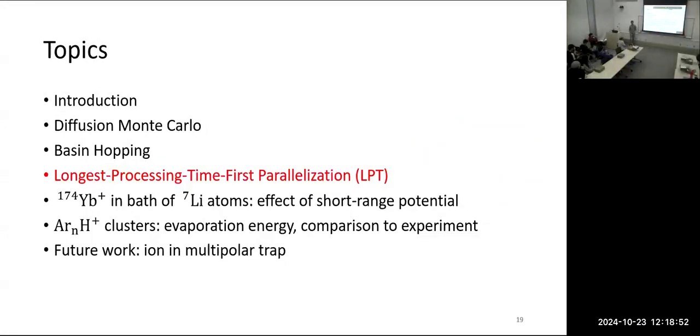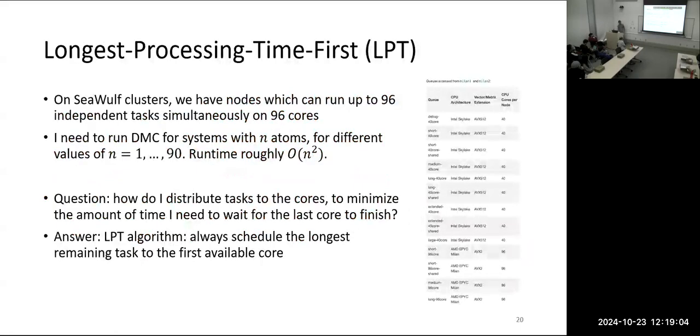So I've described diffusion Monte Carlo for calculating the ground state, and I've described the basin hopping that accelerates that process. Now I'll talk about one more optimization that takes advantage of the fact that we can parallelize over several cores. On the C-Wolf clusters, we have several nodes, and on each of these nodes there are up to 96 cores, and you can run tasks independently on each core, all at the same time. It's good for me to take advantage of this because I have to run diffusion Monte Carlo for several different numbers of particles, and I have to run it several times in order to minimize the statistical uncertainty.